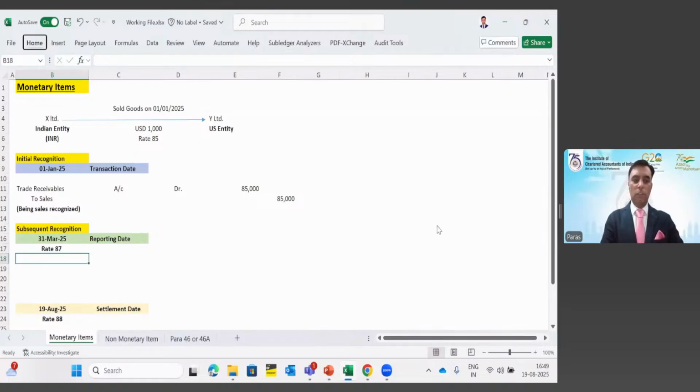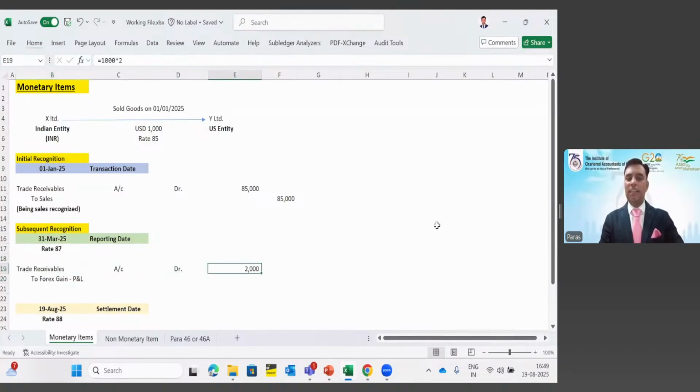So what journal entry will you pass in this case? Trade receivable account debit to Forex gain. 1,000 is the sale price and 2 rupees is the gain. So you will credit Forex gain in the P&L account. Always remember, in case of monetary items, Forex gain or loss will be charged to the profit and loss account. There is no concept of OCI in case of monetary items. I am talking about only monetary items.